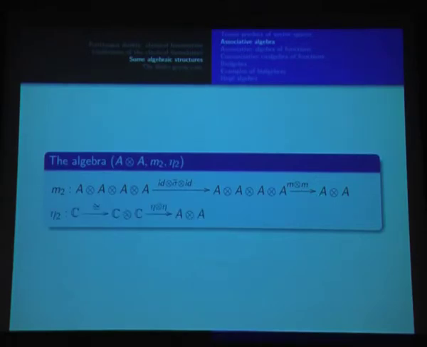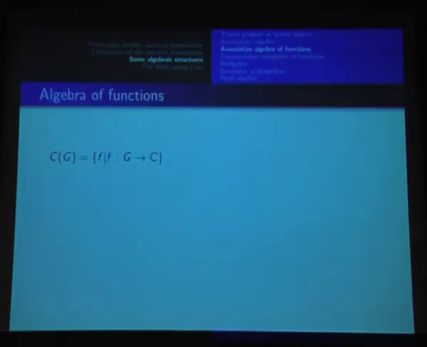And I also define this map eta 2. C is isomorphic with C tensor C, and then from C tensor C I go to A tensor A. So this becomes also another associative algebra. So if A is an associative algebra, then A tensor A is also another associative algebra.